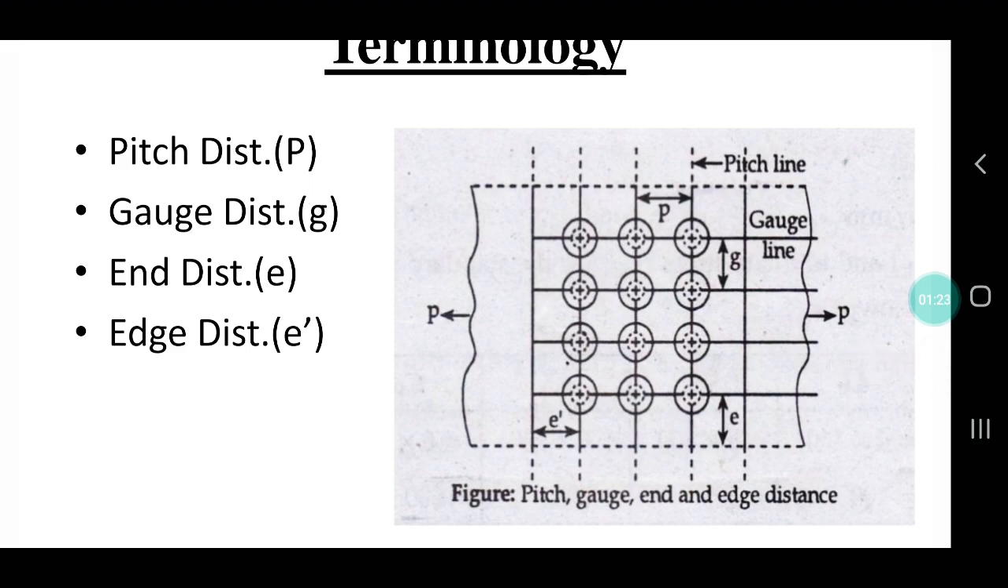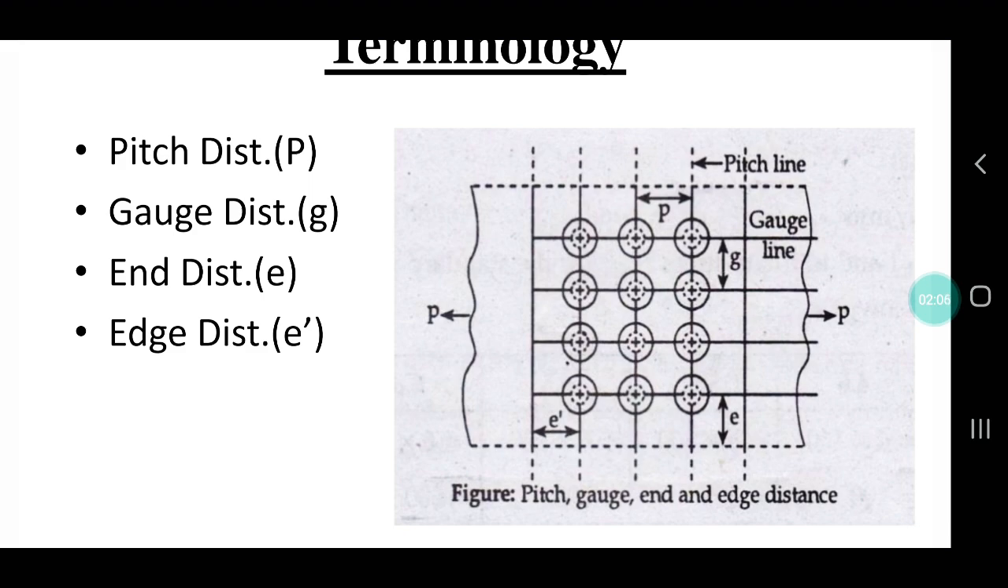In the terminology content, there are 4 distances. While designing the connection, there are some notations or values we require for the design. In such a situation, we have to know about this terminology, the definition of it, and what is the maximum and minimum limit of it. You can see on the right side of the screen the figure of this whole terminology. The first is the pitch distance, gauge distance, end distance, and edge distance.